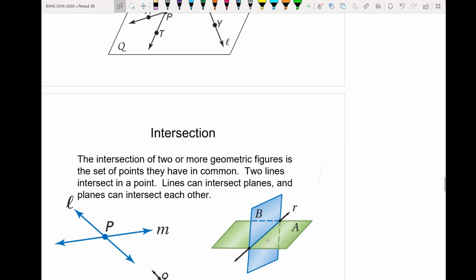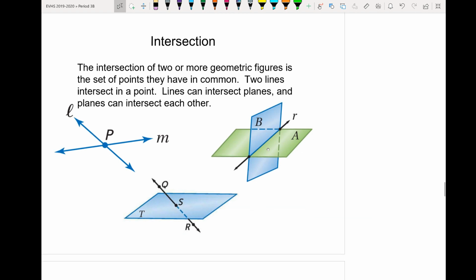All right. An intersection of two or more geometric figures is the set of points they have in common. Important thing here. Set of points that they have in common.